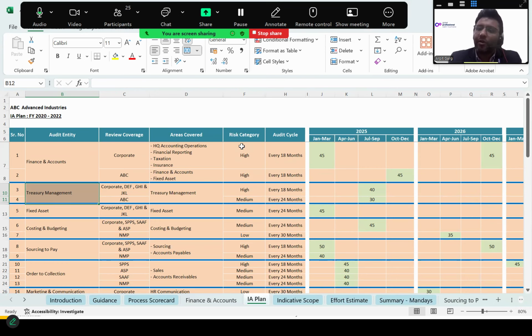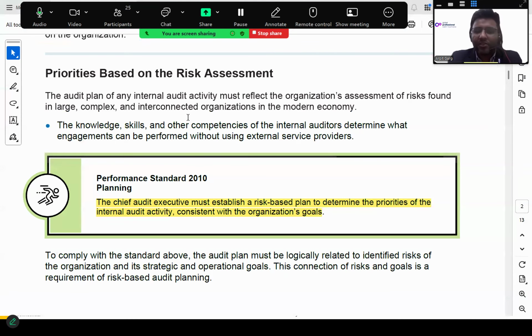So that all could also be part of the plan. So here it says the knowledge, skill, and other competencies of the employers determine what engagements can be performed without external service providers. Performance Standard 2010 talks about planning. It says the CAE must establish a risk-based plan to determine the priorities of the internal audit activity consistent with the organization's goals. Can you all say that?